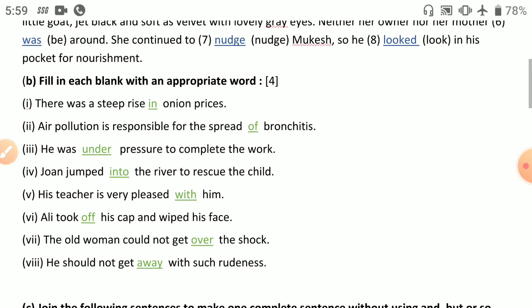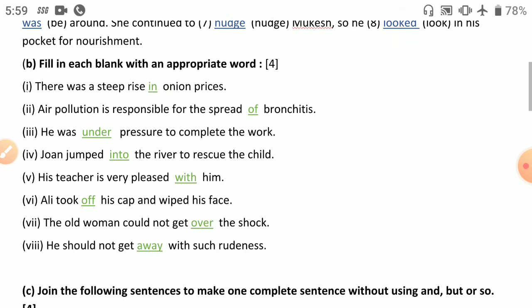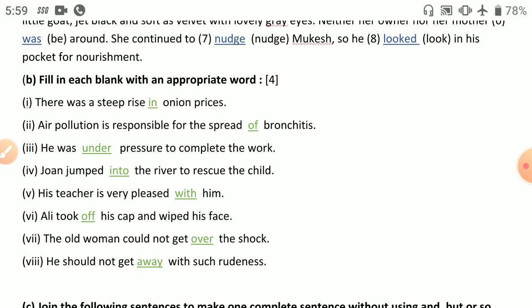There was a steep rise in, okay, rising prices, steep rise in onion prices. Air pollution is responsible for the spread of, it's very easy, spread of bronchitis. He was under pressure to complete the work. We generally keep on saying that he's under a lot of pressure. So, under pressure. Joan jumped into the river to rescue the child.